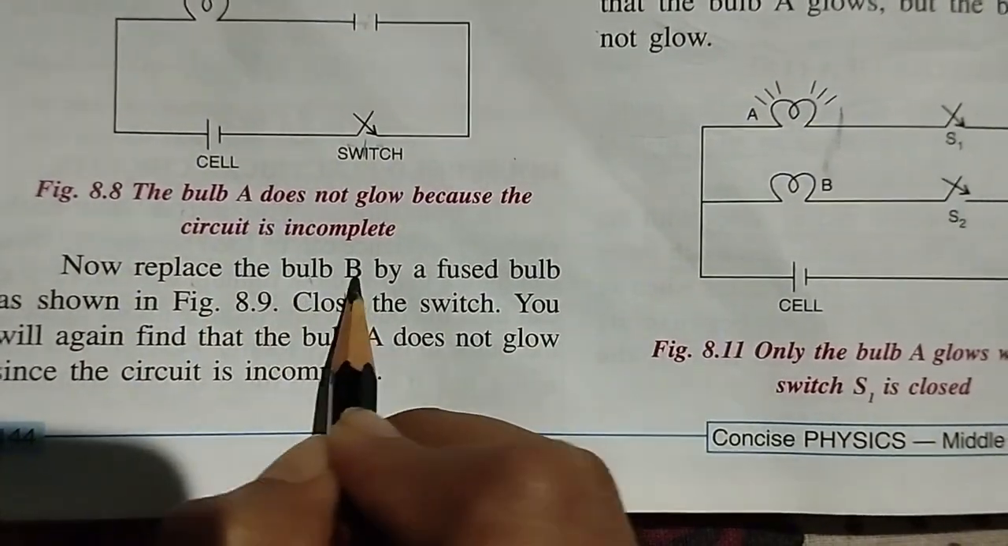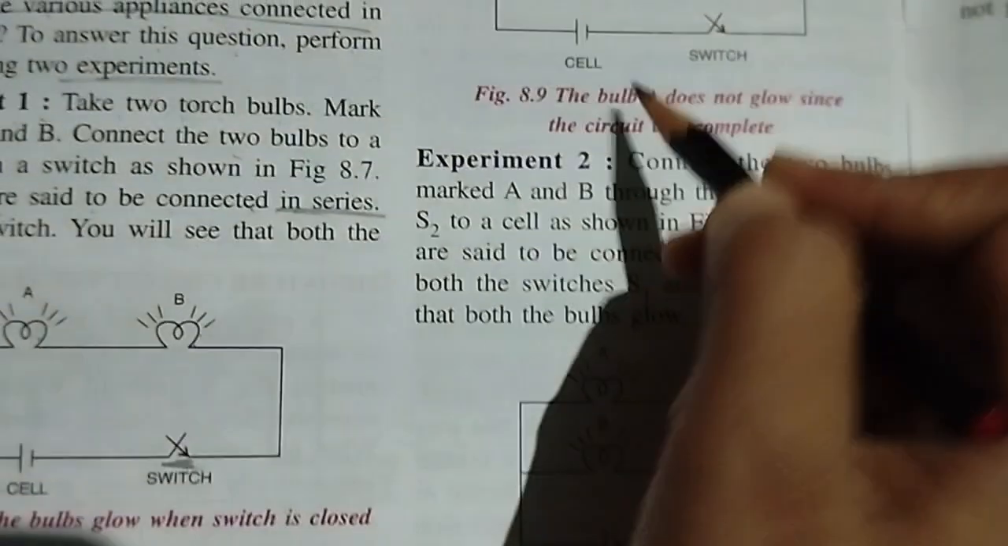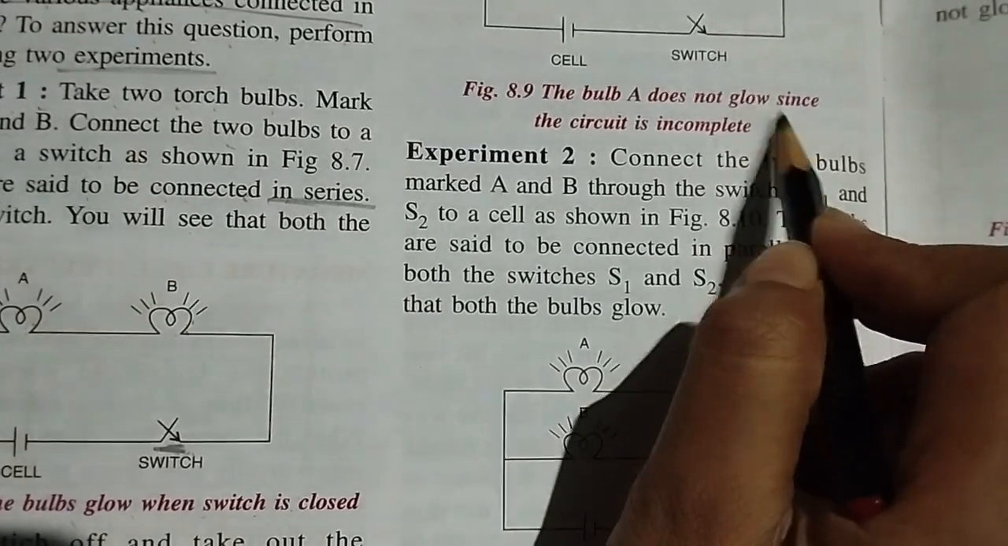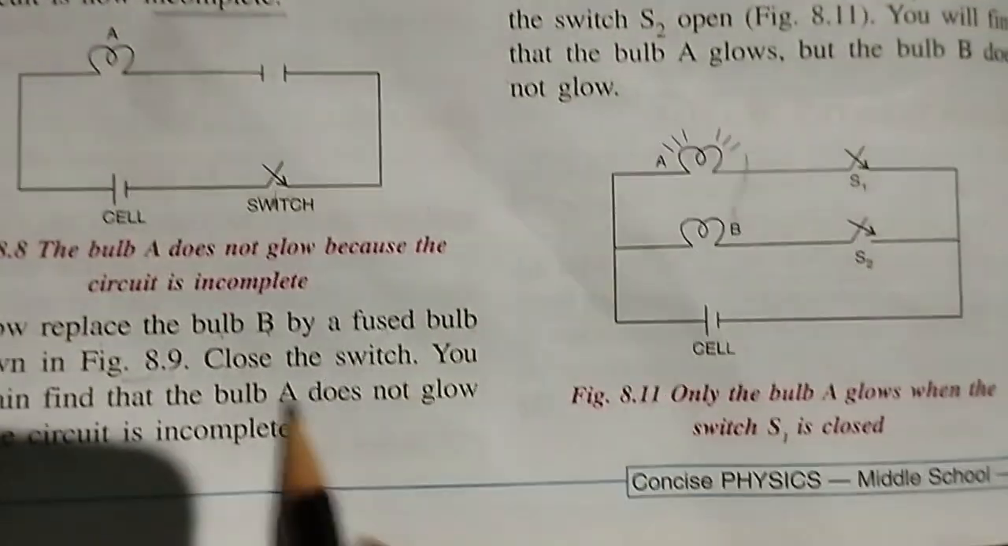Now replace the bulb B by a fuse bulb as shown in figure 8.9. Close the switch.